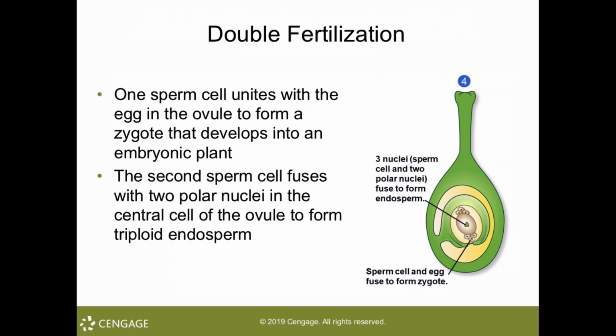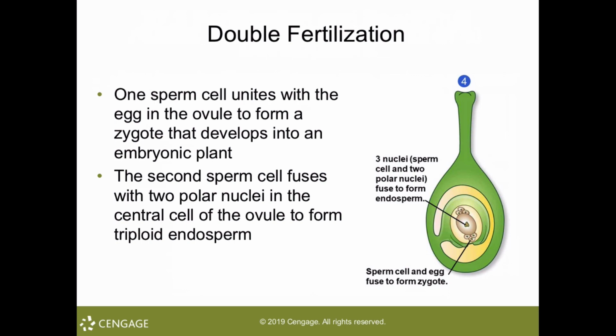I'll begin again. The unique double fertilization process that occurs in flowering plants happens by way of that egg within the ovule, which unites with one of the sperm cells. That forms a zygote, otherwise known as a fertilized egg. It will then develop into that embryonic plant contained within the future seed.